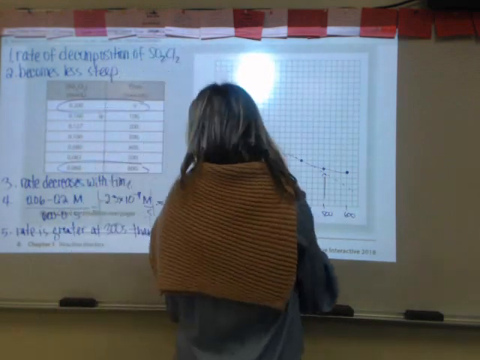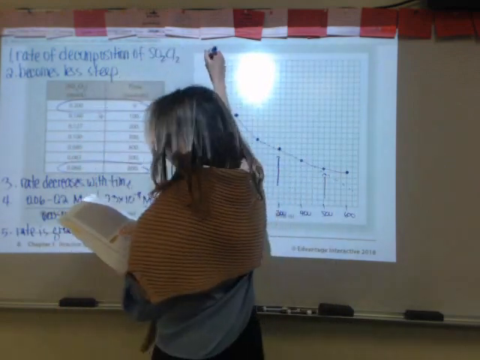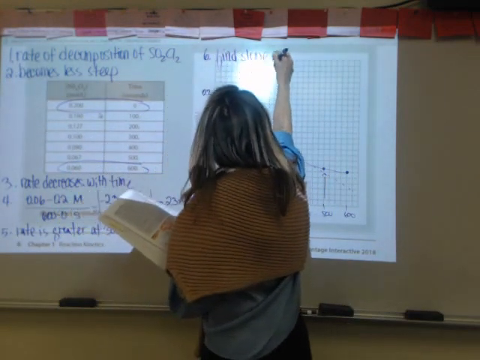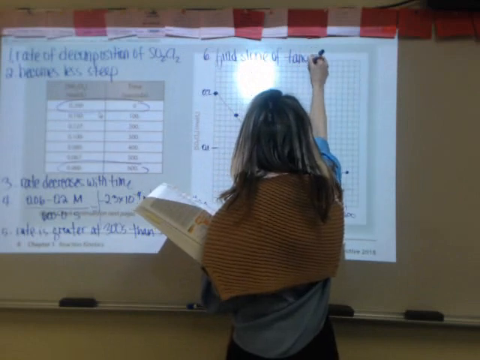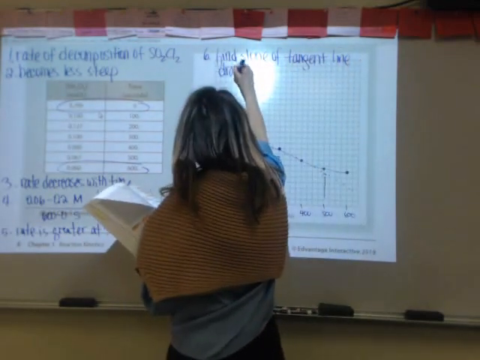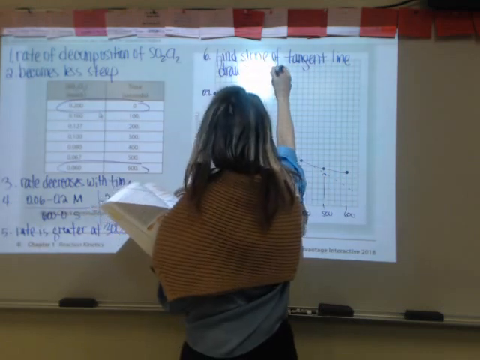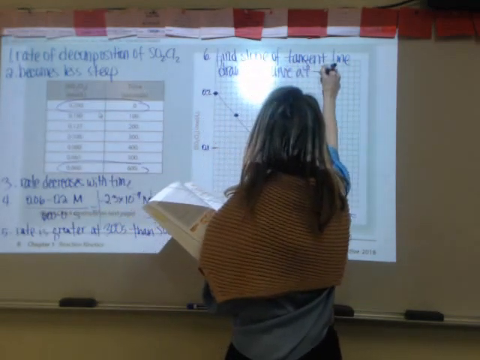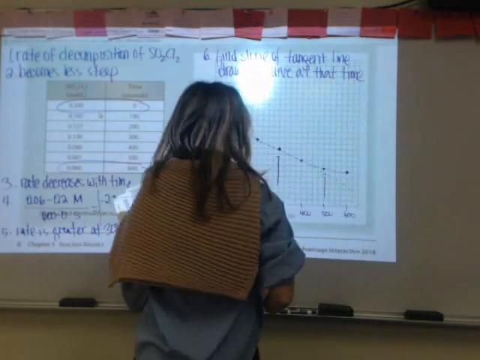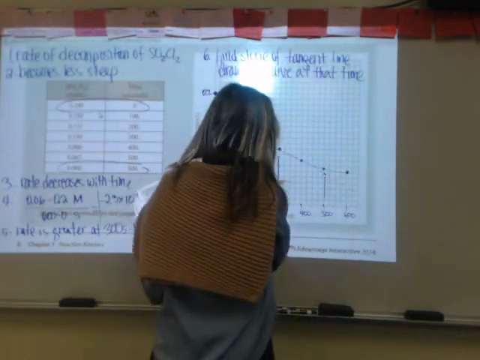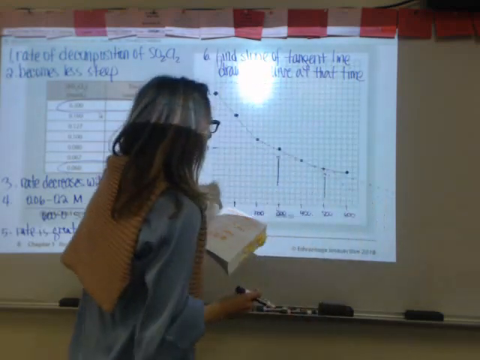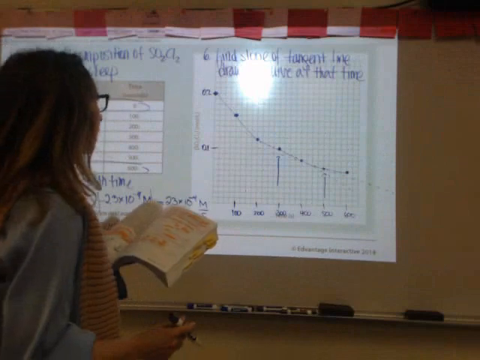and you would calculate the slope to get the instantaneous rate of the reaction. Okay, so for number 6, you would find the slope of the tangent line drawn to the curve at that time. And then you would do the same thing at 500. You would have a tangent line that touches only at that point where the 500 seconds is.